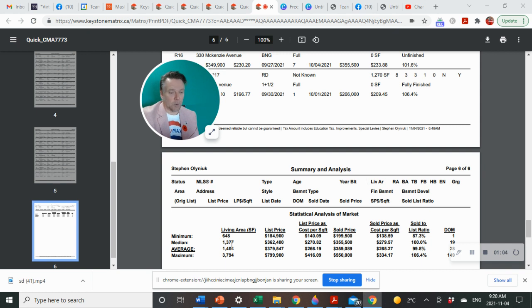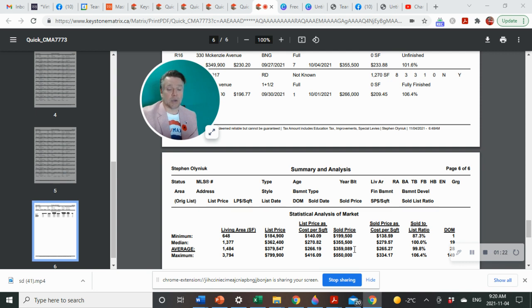Of the 54 homes that were listed, the average square footage is 1,484, and the average list price was $379,547. Average cost per square foot of the listed homes, the 54 listed, was $266.19.